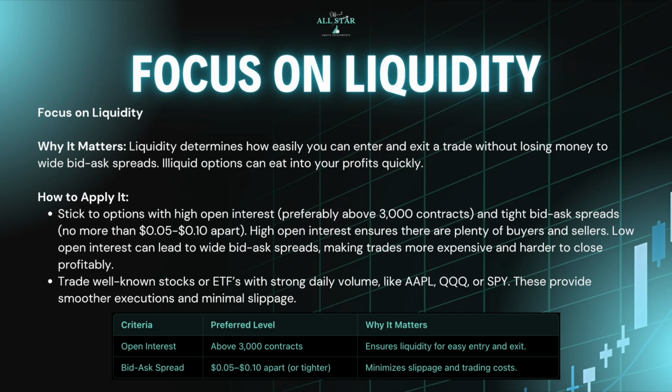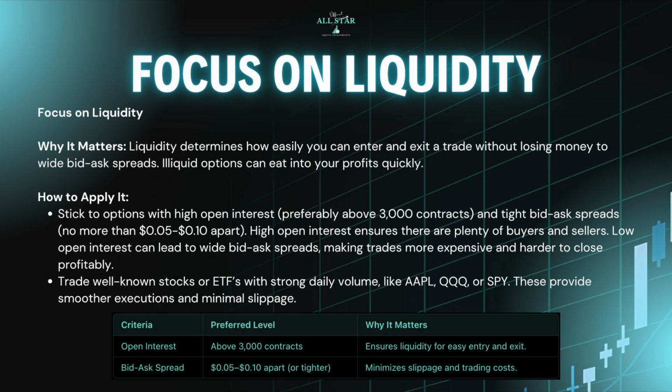So it's a good idea to look for high open interest. You want to aim for options with at least 3,000 plus contracts in open interest. This ensures that there are plenty of active traders buying and selling within the market, reducing the chances of getting stuck in a trade. You also want to avoid thinly traded options.